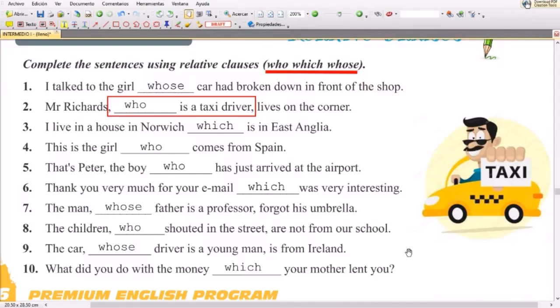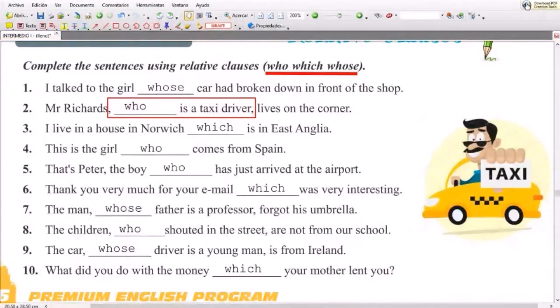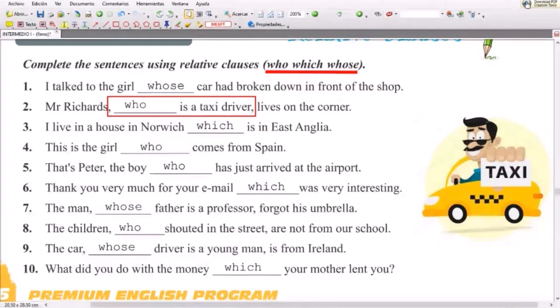What did you do with the money which your mother lent you? Yes, that's it. Very nice, Anna. Every time I have classes with you, you make my life so easy. Thank you so much. I love you so much. You're very intelligent. That's it, my friend. Very nice. So let's continue here.